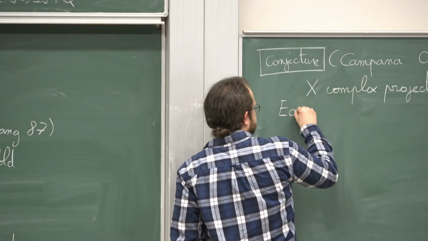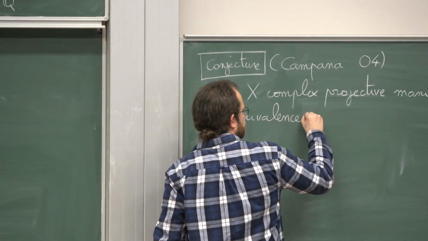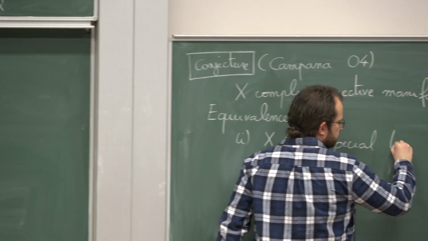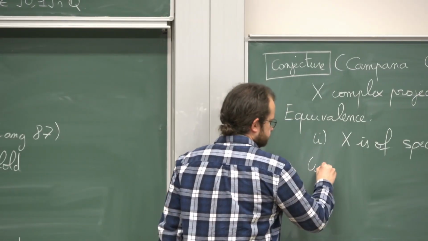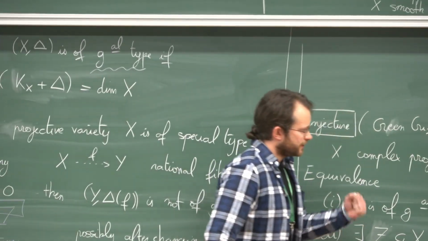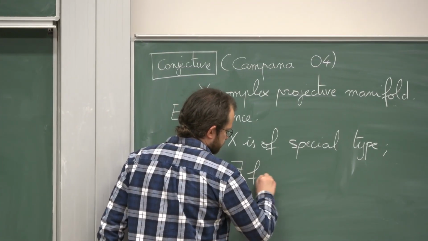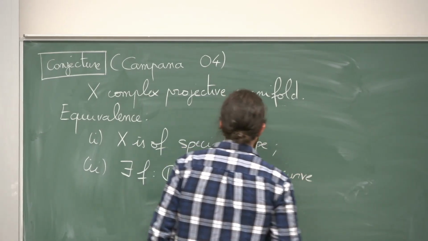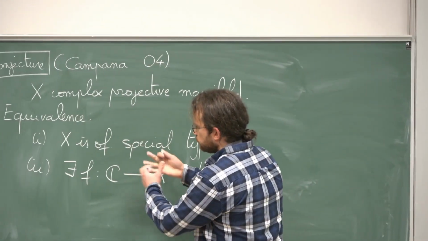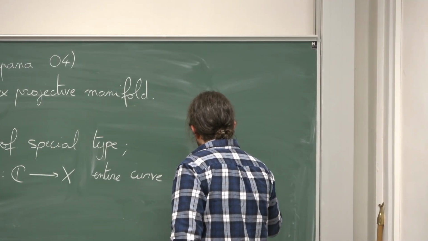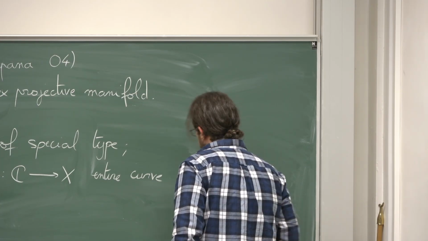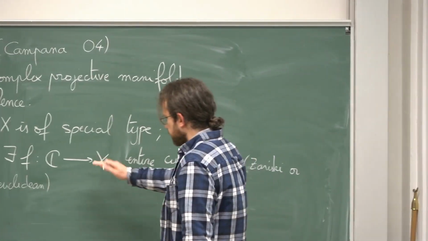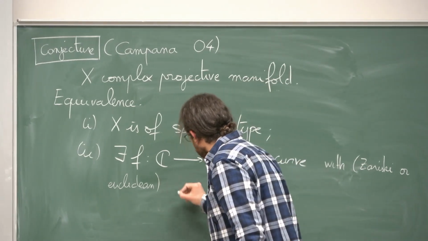Then there should also be an equivalence between, first, the fact that X is of special type, or special, and on the other hand, the fact that inside X there exists an entire curve, a non-constant holomorphic map, with dense image. So you can make two conjectures, either with Zariski, or you can even ask Euclidean. It's a conjecture, we can ask a lot of things. But conjecturally, we think that there should exist a Euclidean dense image.